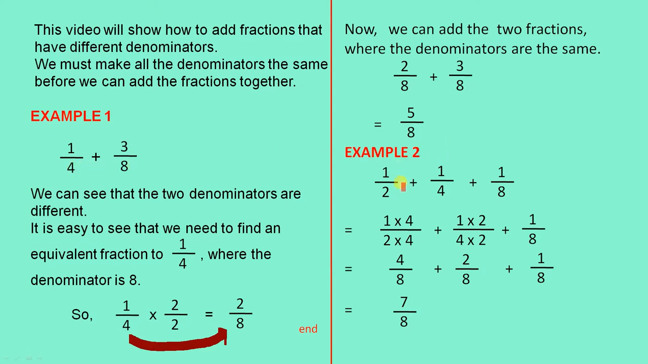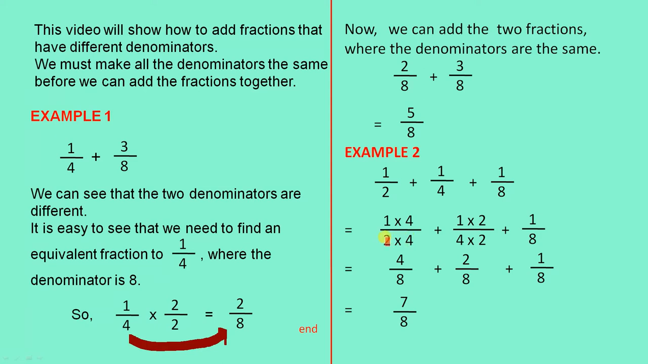The second example, a half plus a quarter plus an eighth. Now when the denominators are different, focus on the larger denominator, or the largest in this case, because there are 3 of them. This is the largest. Does 4 divide into 8 evenly? Yes. Does 2 divide into 8 evenly? Yes. In other words, all the denominators can be 8. That's the test.